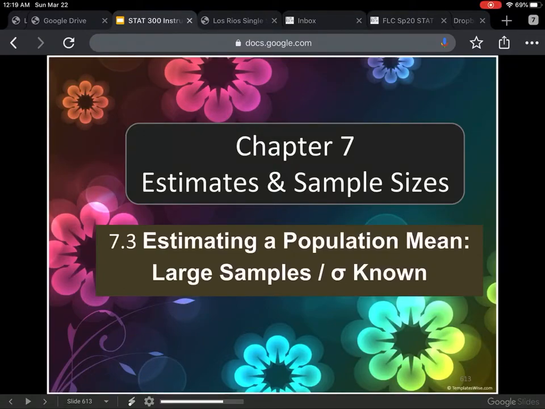Okay, this video is going to be about estimating population mean. Large samples, and the standard deviation is going to be known.